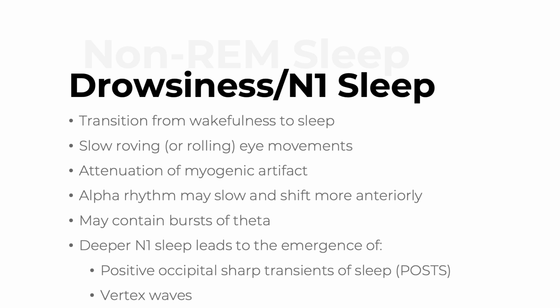So drowsiness is really the initial transition from wakefulness to sleep. You look for something called slow roving, or some call rolling, eye movements. I'll show you what these look like. There's also attenuation of myogenic artifact. The patient is becoming more relaxed, so they have less myogenic artifact, less tension. Then you see some shifting of the alpha rhythm more anteriorly with slowing.